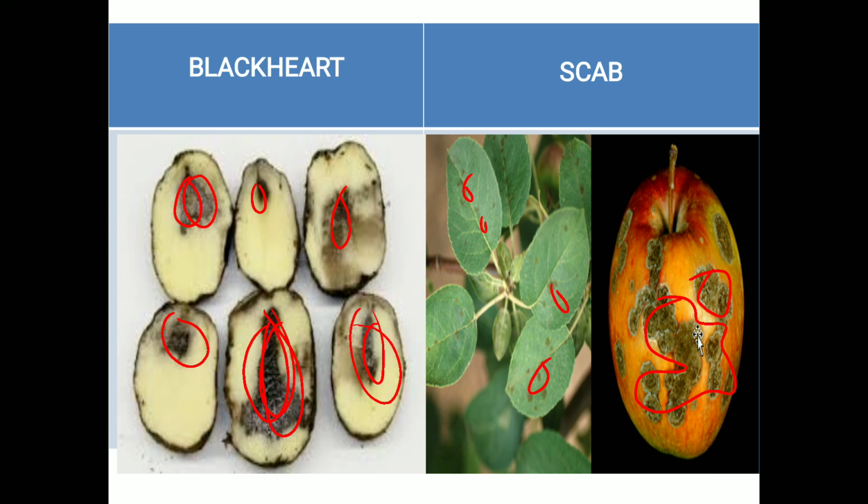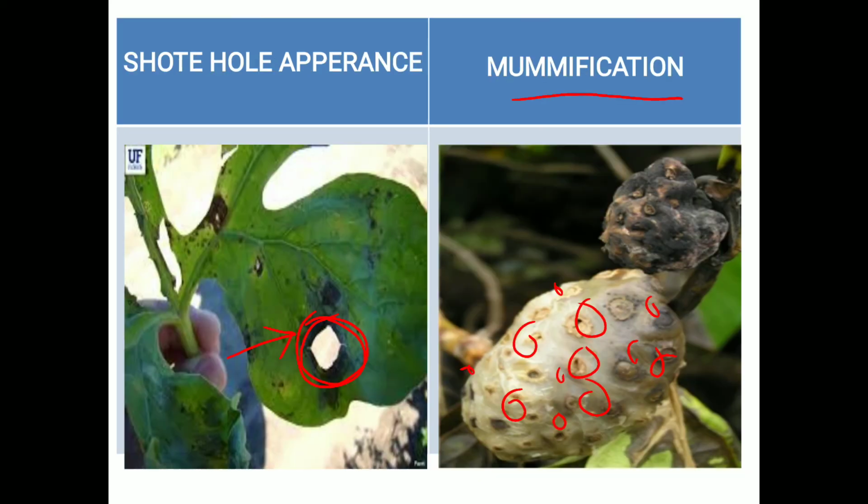Then scab. Scab is nothing but rough spots observed on the fruits or on the leaves, so it is called a scab. It is most prominent in apple or in potato. It is a fungal disease which is caused by Streptomyces. For control of that, we can use copper oxychloride at a rate of 0.2 or 0.25%.